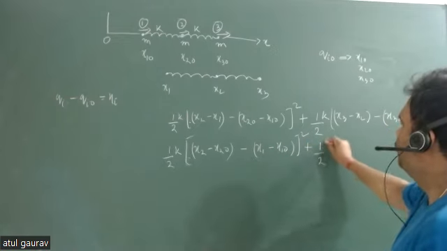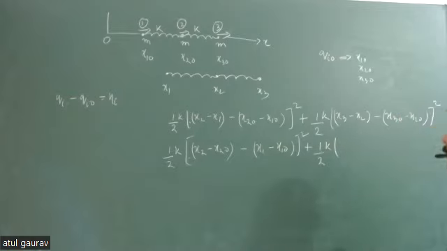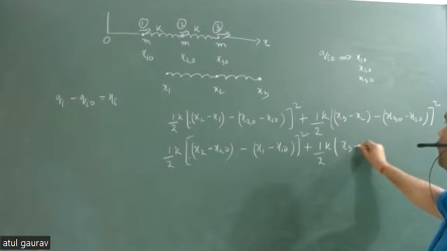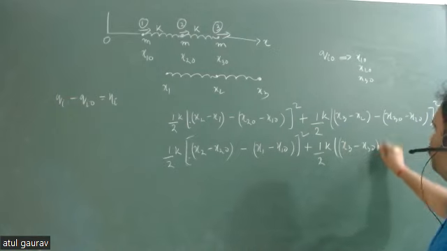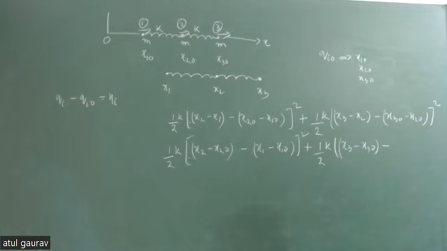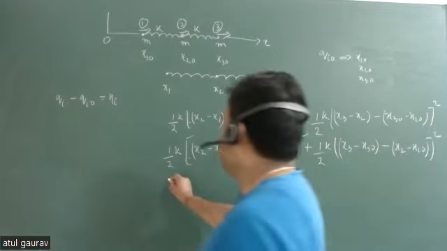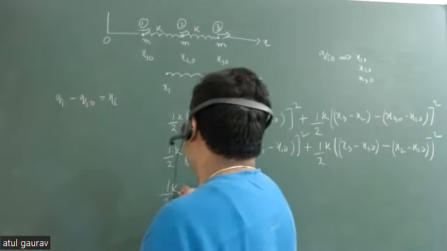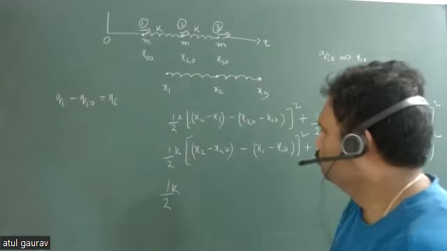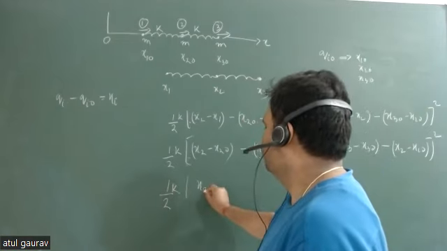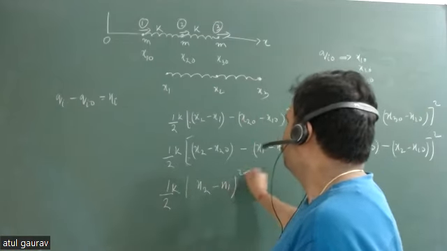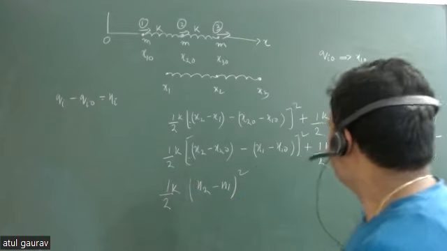हाँ, बताओ यहां पर क्या होगा? x3 minus x30. वेरी गुड, गुड, minus x2 minus x20 whole square. Now can I write half k, इसको क्या लिखेंगे बताओ? Eta 2. वेरी गुड, eta 2 minus eta 1 whole square, कितना कॉम्पैक्ट हो गया है ना?